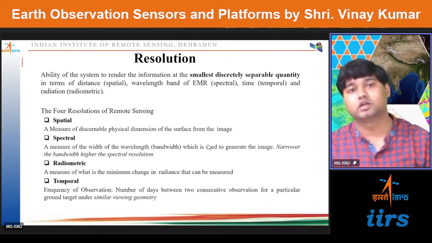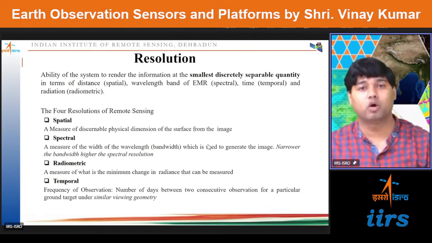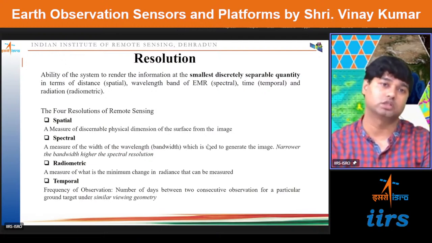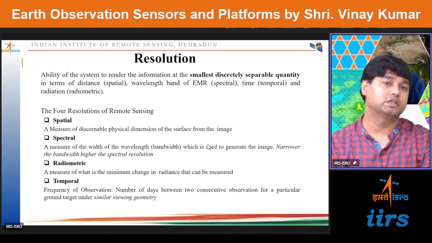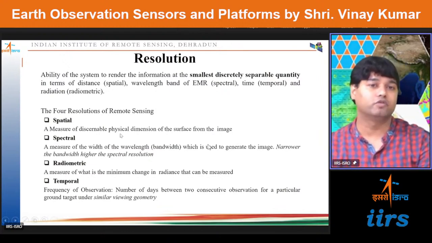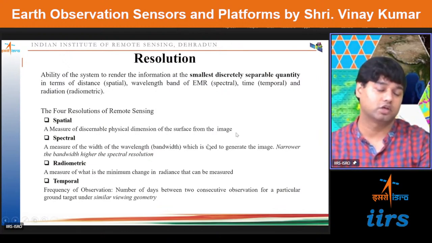Ability of a sensor to render the information at smallest discretely separable quantity in terms of distance, in terms of wavelength, in terms of time, and in terms of radiation. So spatial resolution is what? A measure of discernible physical dimension on surface.